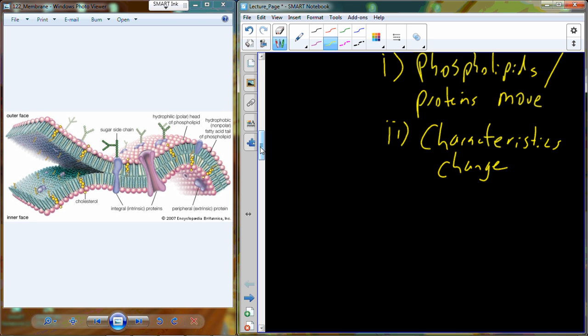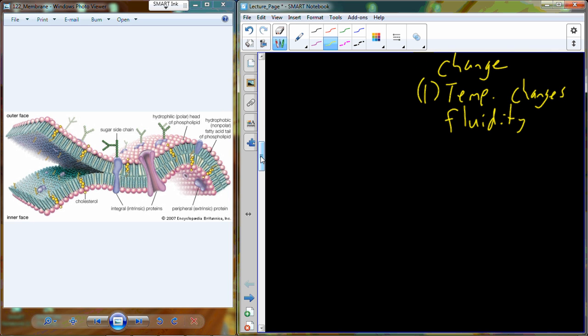And we're going to have times when the characteristics change. The membrane temperature can change. And when the temperature changes, it increases and decreases the fluidity. If we have a decrease in temperature, we take heat away. This causes the lipids and the proteins to move less. As they move less, they become more and more like a solid. So that would be a decrease in the ability to move. So we'd have decreased movement.